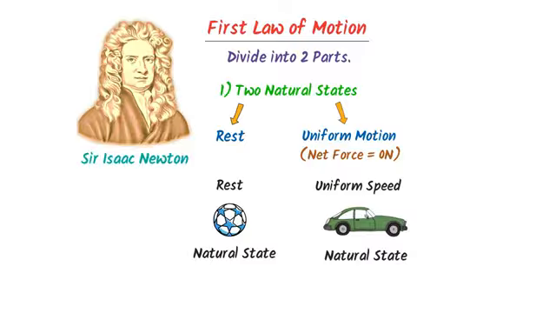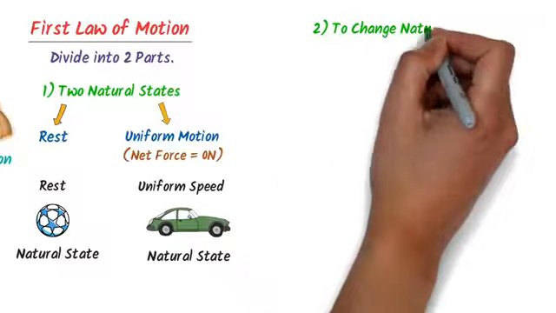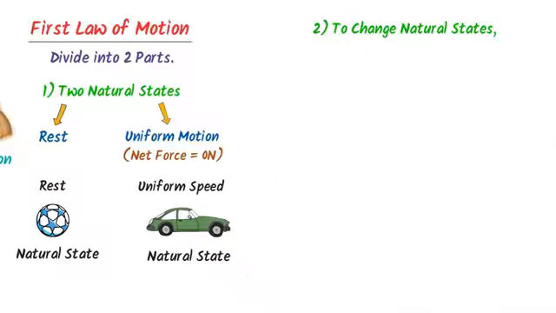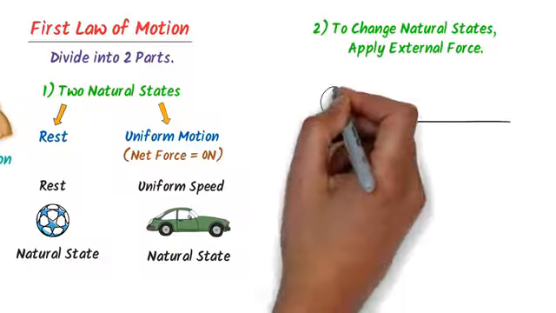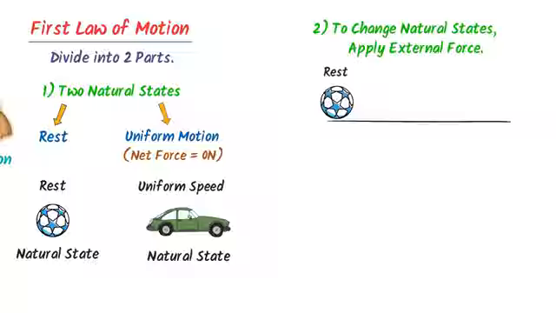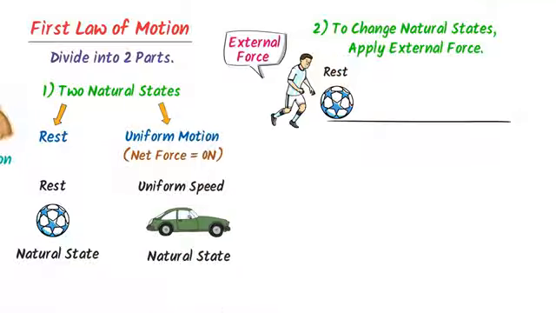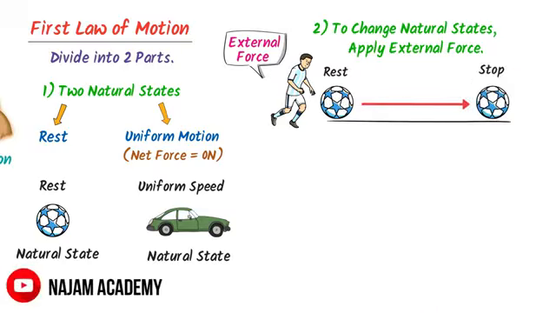Secondly, Newton Baba states that if you want to change the natural state of any object, you need external force or unbalanced force. For example, consider the ball at rest. When you kick this ball, you exert external force on the ball. As a result of this, you change the state of rest and the ball starts moving. After covering some distance, the ball will stop.